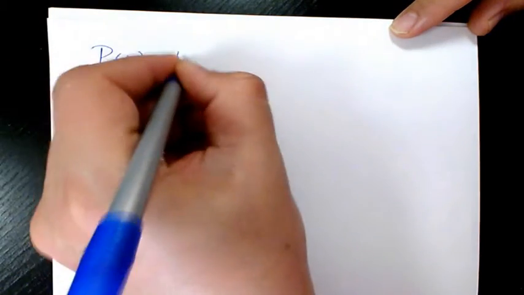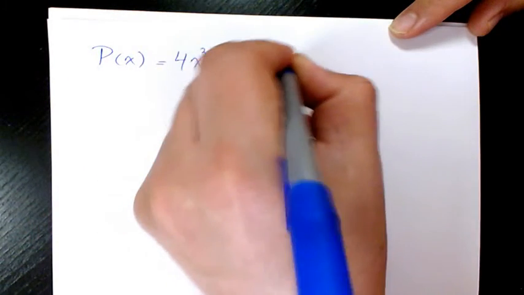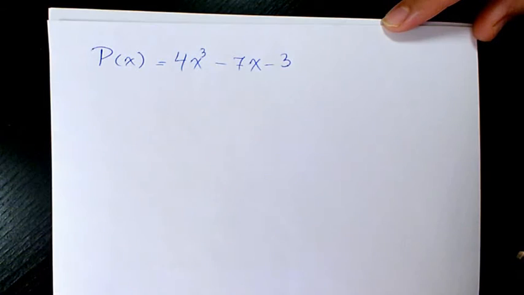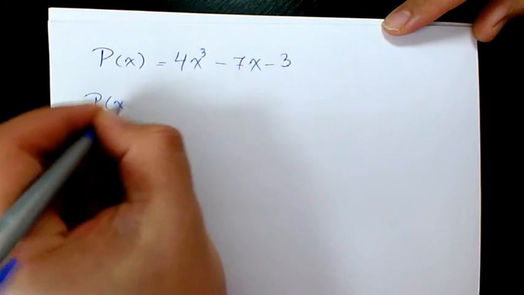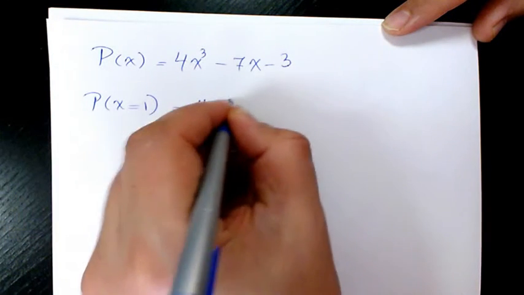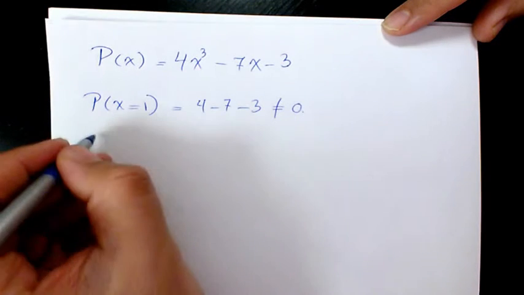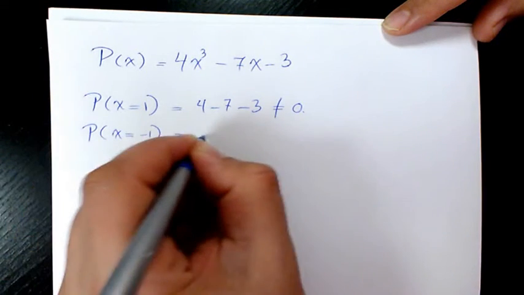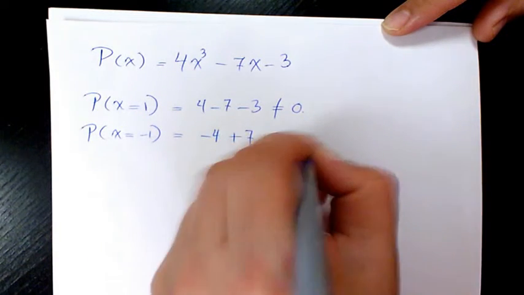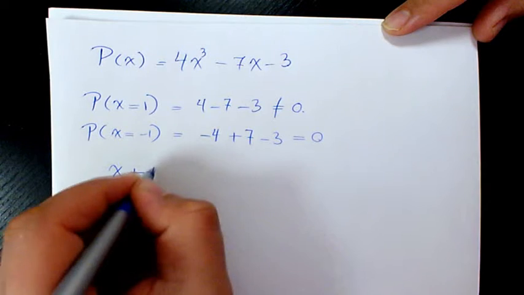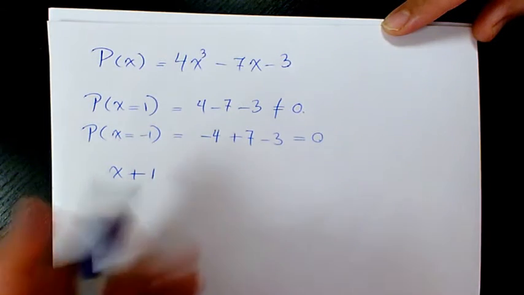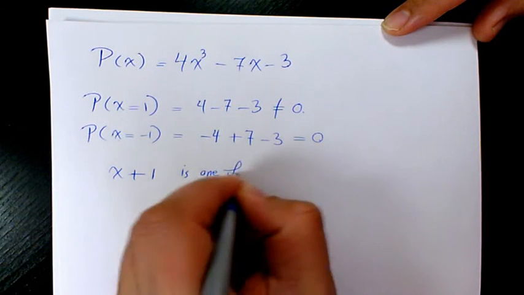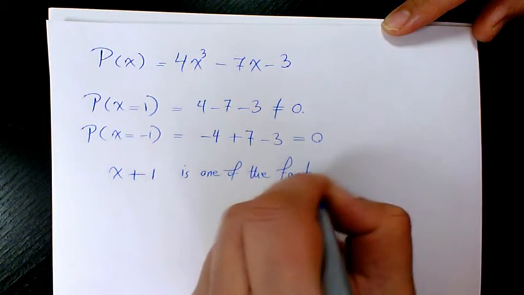The next example is p of x equals 4x cubed minus 7x minus 3, and here I have the coefficients 4, 0, negative 7, negative 3. If I start from x equals 1, that's 4 minus 7 minus 3, which is not 0. What about x equals negative 1? That's negative 4 plus 7 minus 3, which is 0. So because x equals negative 1, it means that x plus 1 is one of the factors.